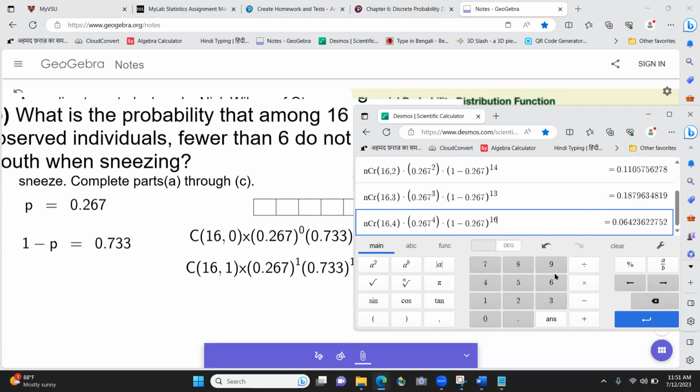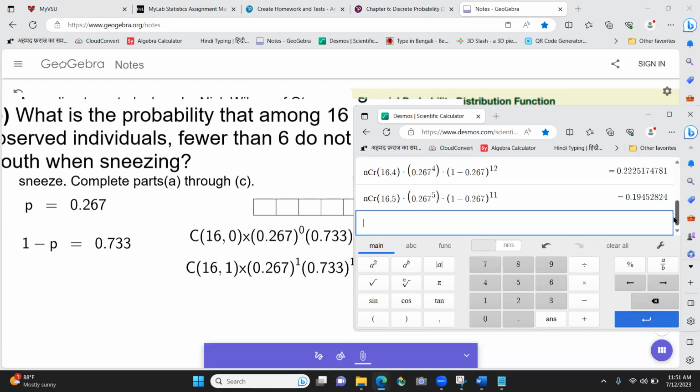4, 16 minus 4 is 12. Then I will do 5 successes. And I'll stop here. 11. And I have to add them all up.